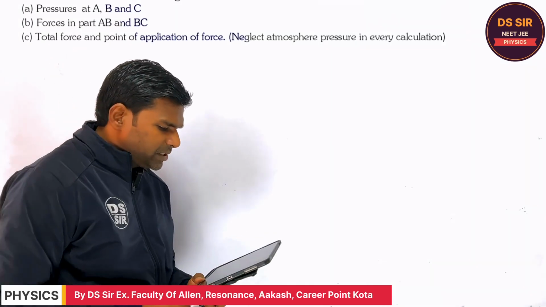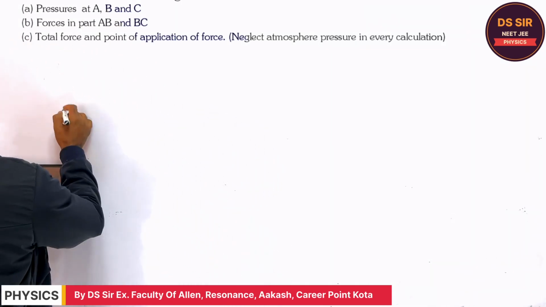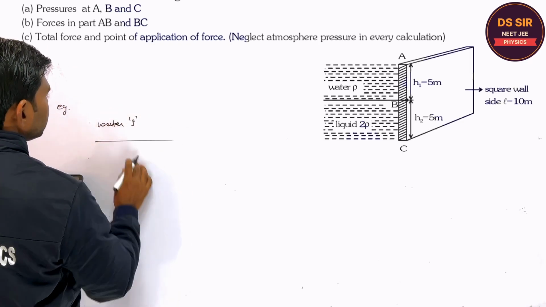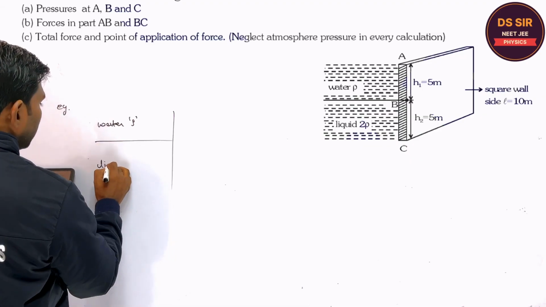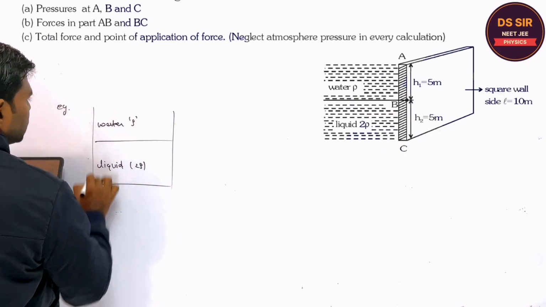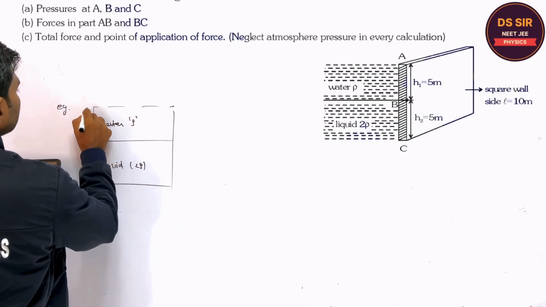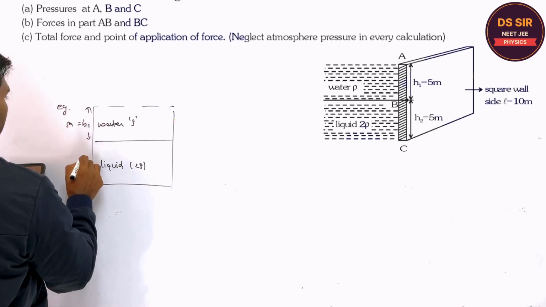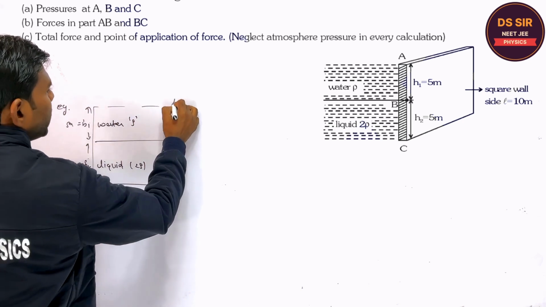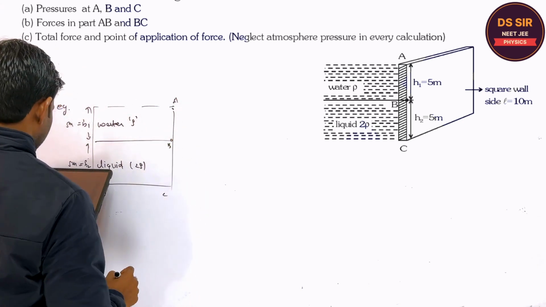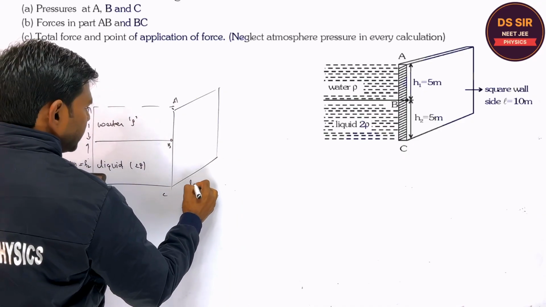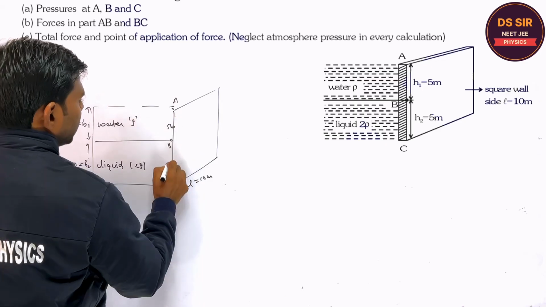Copy this. So in this question, we have water up to height h1, and the density of the water is assumed to be rho. The other liquid, of density 2 rho, is filled up to height h2. The 5 meter is given for h1, and for h2 again 5 meter of liquid is filled. This is point A, this is point B, and this is point C. This is the square wall, and the length of the side is 10 meter. This is 5 meter and this is 5 meter.